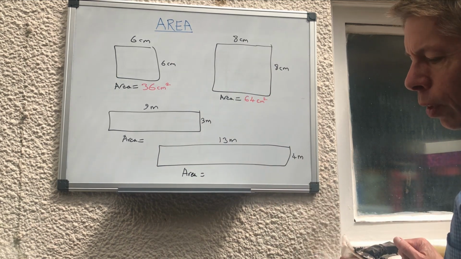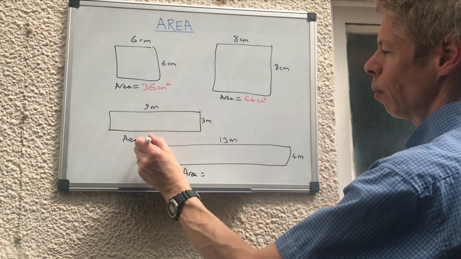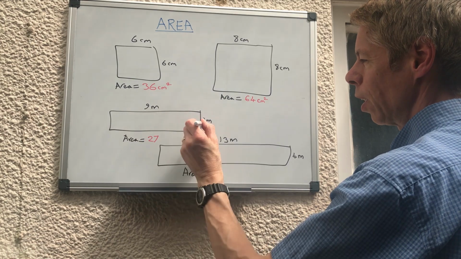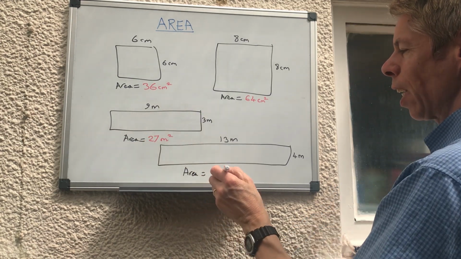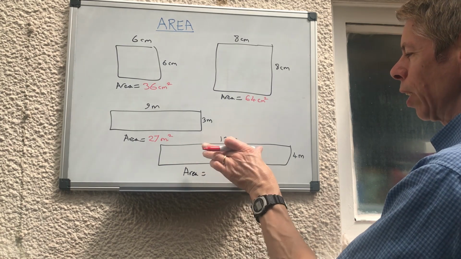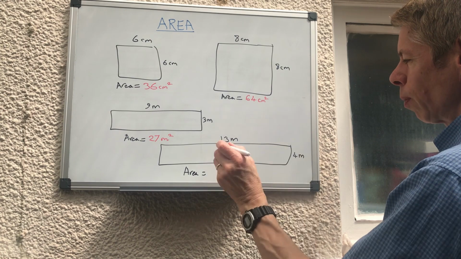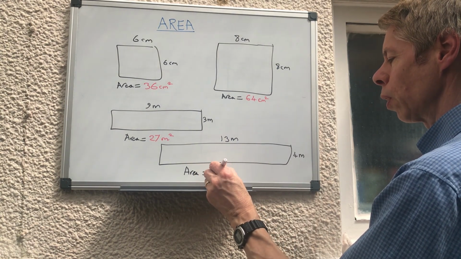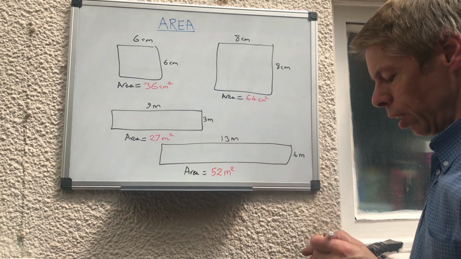Third one is a rectangle, 9 metres by 3 metres. So all we do is 9 times 3, which as you're also good at tables, you know is 27. Units are metres, so it's metres squared. And the last area is 13 metres long by 4 metres wide. So all we do is 4 times 13, which is 52. And it's metres squared because our units were metres.